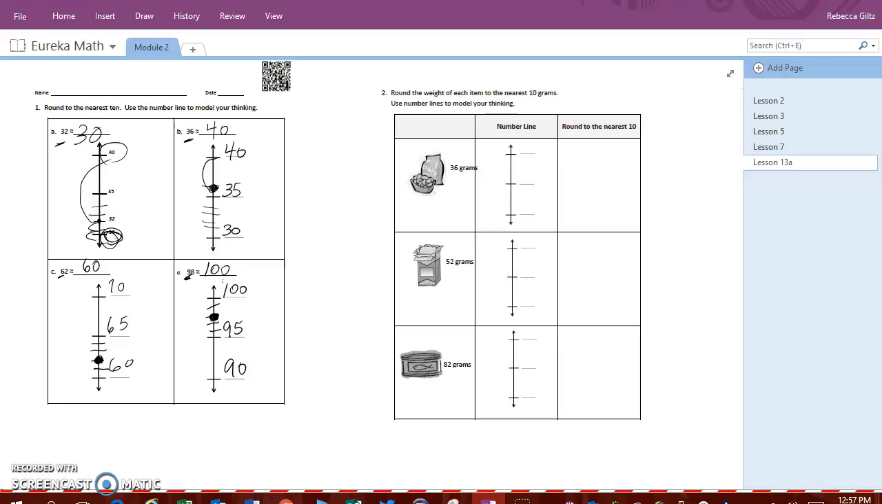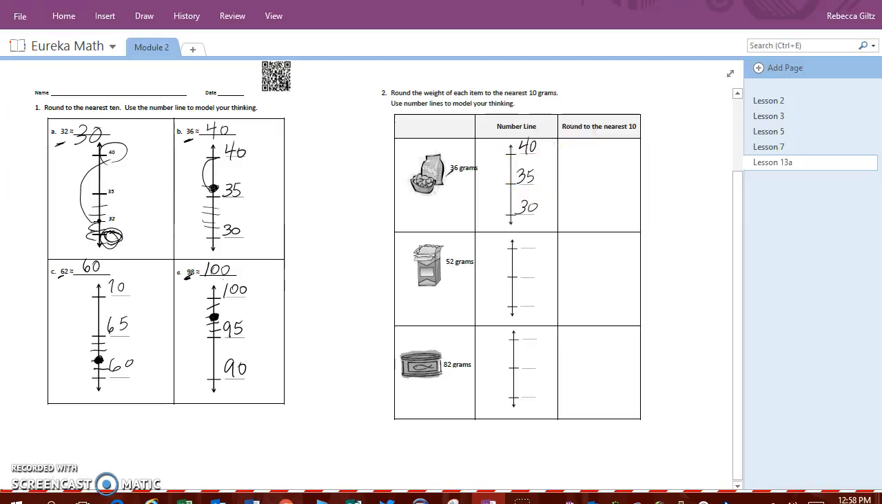Okay, so this is rounding. Let's look at number 2. It says round the weight of each item to the nearest 10 grams. That's the same as rounding to the nearest 10. Use number lines to model your thinking. So this is 36 grams. So again, my tens place is 3 tens, so my lower boundary is 30. 10 more than that is 40. In the middle is 35.